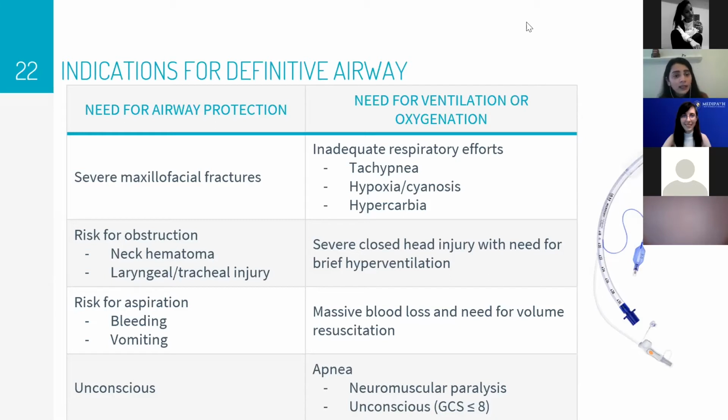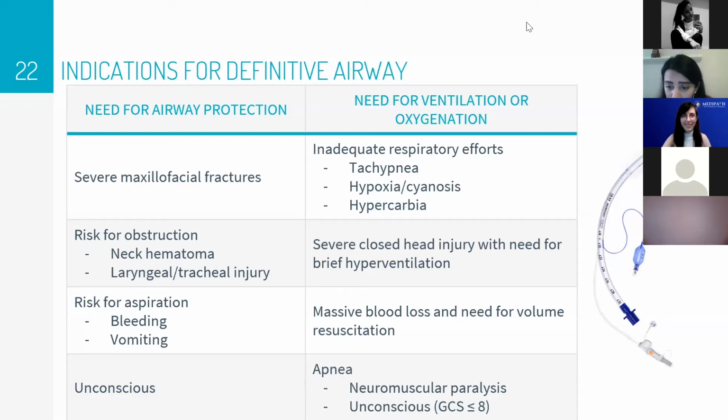If they might be protecting the airway but need help with ventilation or oxygenation, they might have inadequate respiratory efforts. If they're tachypneic, if they're hypoxic, if you have end tidal set up and they're hypocarbic, or if they're bradypneic. If they have a severe closed head injury, and in some instances you do hyperventilate those patients. If there's massive blood loss and they need a lot of volume resuscitation, and if they're apneic or they're paralyzed, then certainly you would need to intubate that patient.